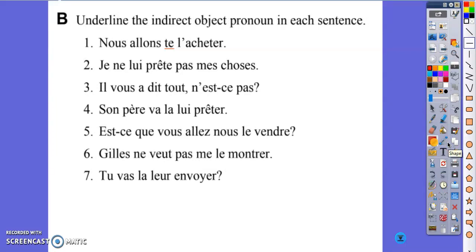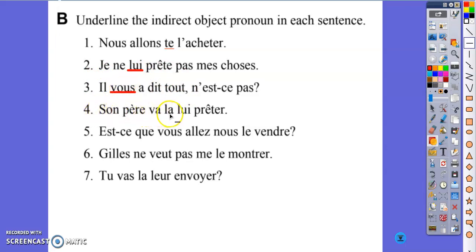Okay, welcome back. So let's look at number 2. Je ne lui prête pas mes choses. So lui is our indirect object pronoun, and it's been placed in front of our conjugated verb because there's no infinitive in this sentence. Number 3. Il vous a tout dit, n'est-ce pas? Vous is our indirect object pronoun, and it's been placed before a conjugated verb here as well because there's no infinitive. So he said everything to you, right?